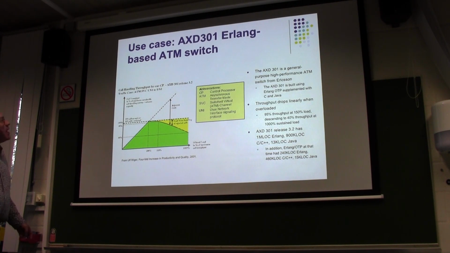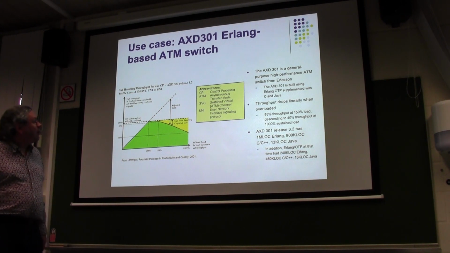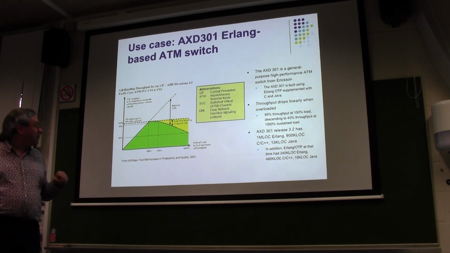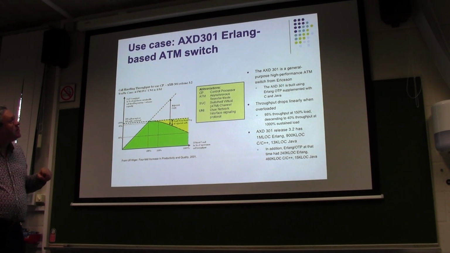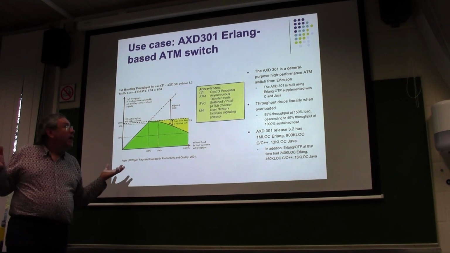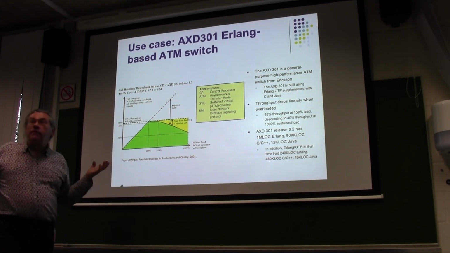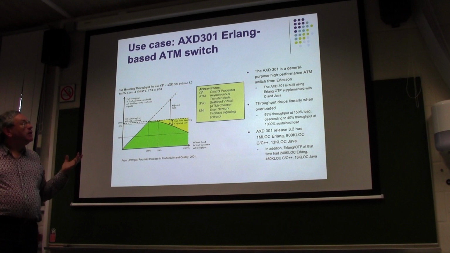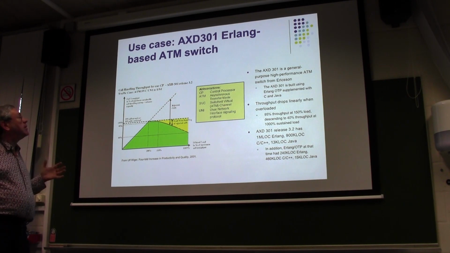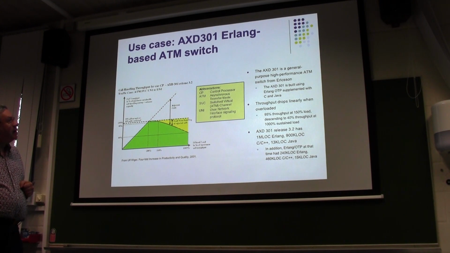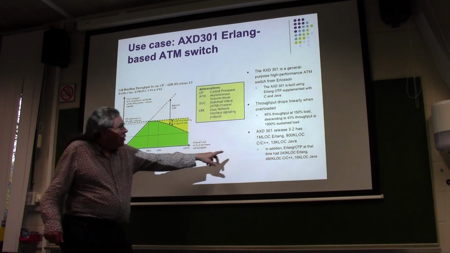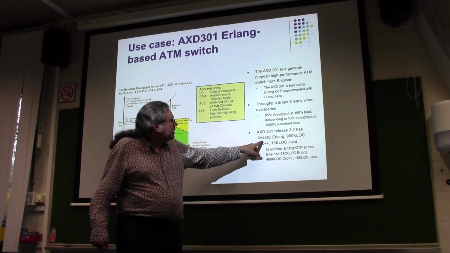Okay, here's the AXD switch that I mentioned before. There's an article about it by Ofliger, who's one of the developers at Ericsson of this switch. So this is an ATM switch. ATM is a kind of connection-oriented protocol used for telecommunications. So the AXD301 is like a very big, robust ATM switch. And it's written, well, here they say it's 1 million lines of Erlang.